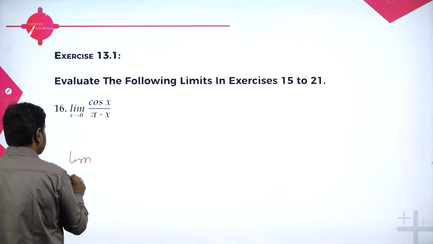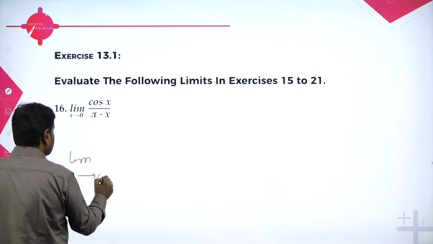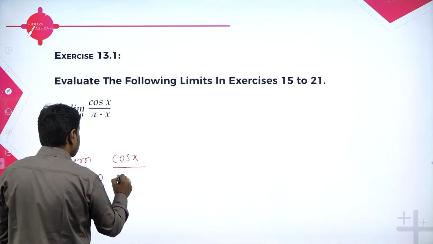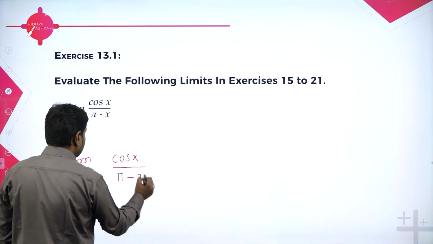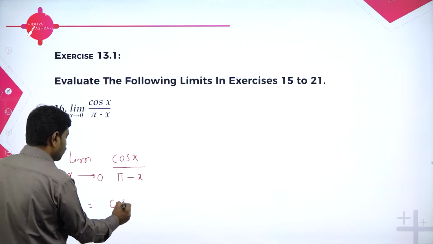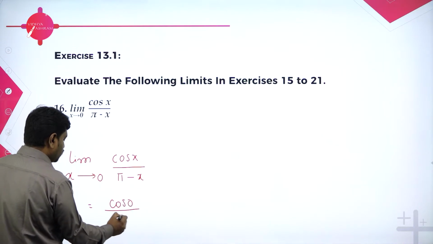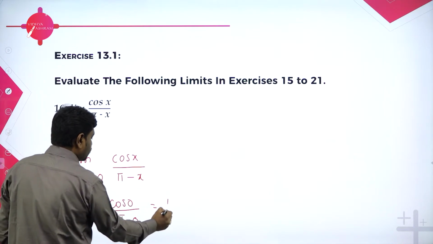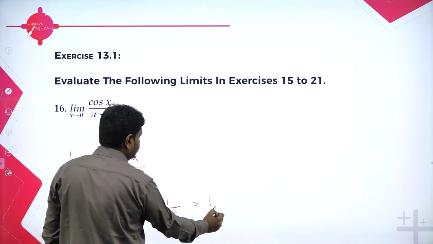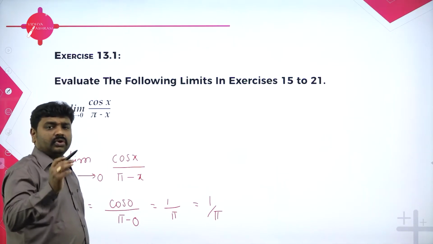Limit what is given? x is tending to 0, cos x divided by pi minus x. What is meant by limit x tends to 0? In the place of x put 0. If you do that, you will get cos 0 divided by pi minus 0. You know cos 0 is 1, and pi minus 0 is pi. So again the answer is 1 by pi. All of you got it.